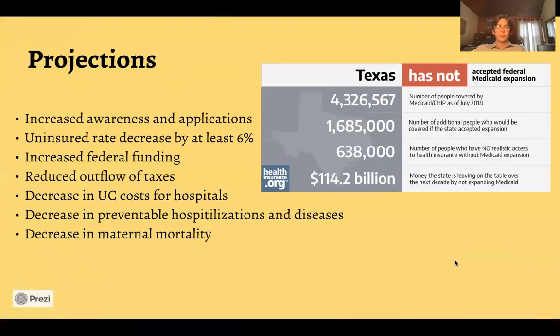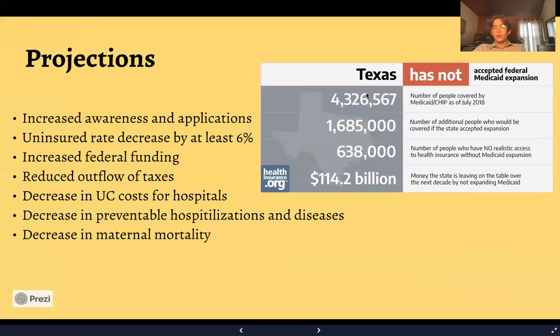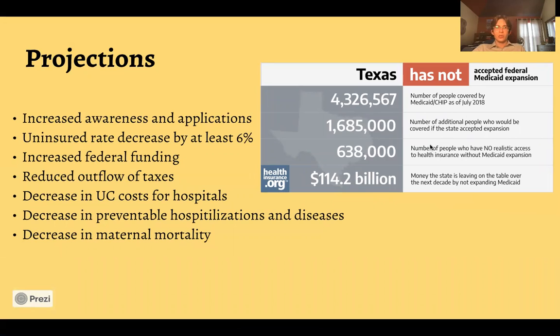So you can see right here in this little graph that Texas is one of 12 states that has not accepted federal expansion of Medicaid. And I sort of want to talk about what we are missing out on. If Texas did choose to accept it, we would see about 1.7 million people in Texas be covered by Medicaid as well. So our uninsured rate would decrease by at least 6%, bringing us down from 18% to 12%, which is not ideal, but it is closer to that 30 in terms of state rankings.